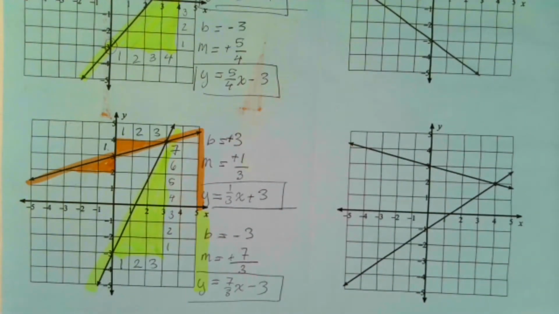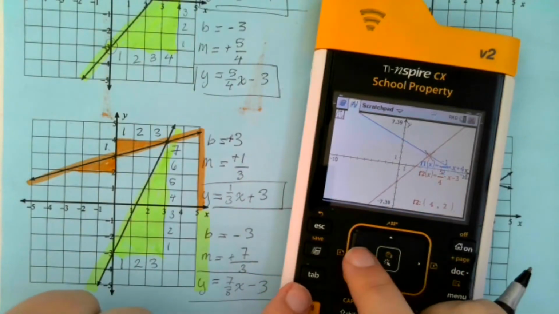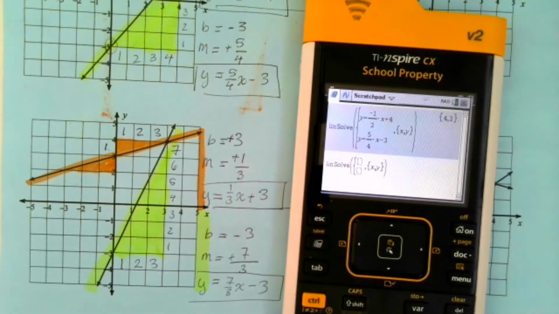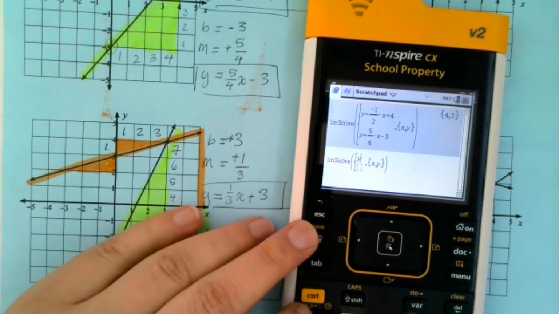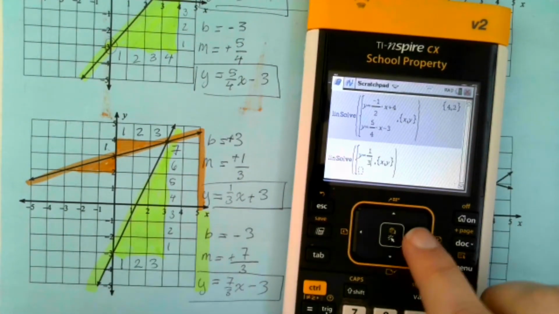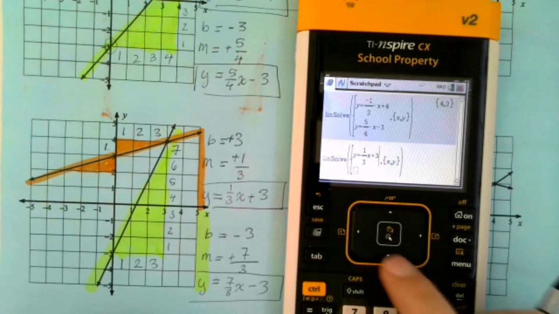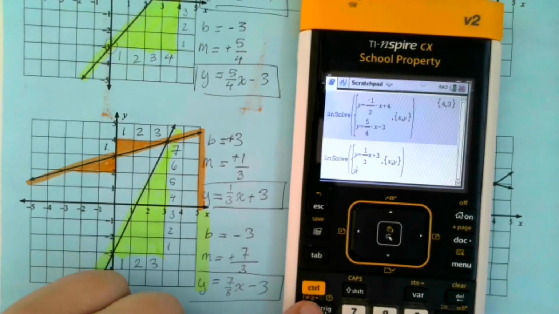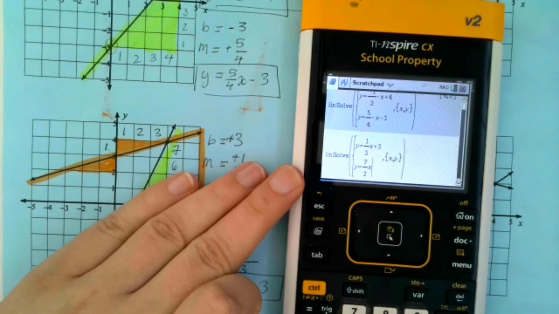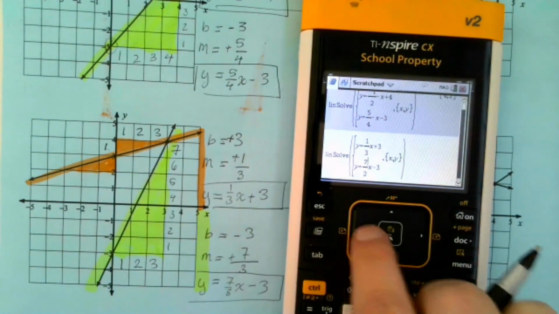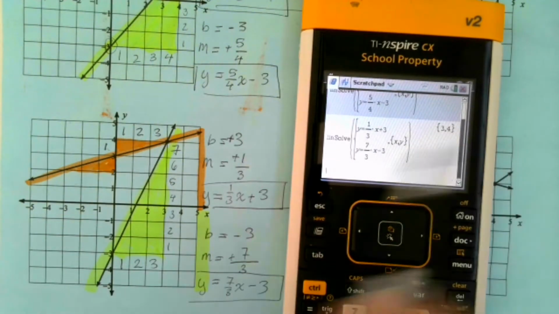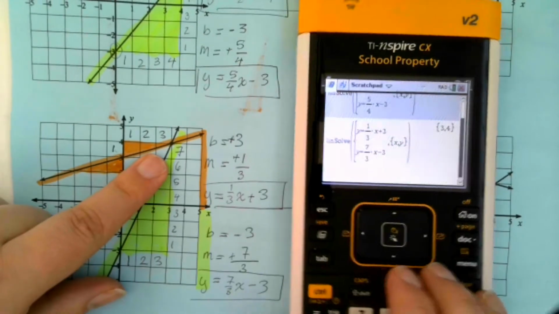Oh, I forgot to do something, but I'm going to show you right now. I'm going to go back to menu 3, 2 in my calculator and put in my equation. Y equals control divide 1 over 3 x plus 3. Y equals 7 over 3 x minus 3. Oh, I did a 2 instead of a 3. And then I press enter. 3, 4. Hey, look, that's where they cross, but I forgot to write it down.